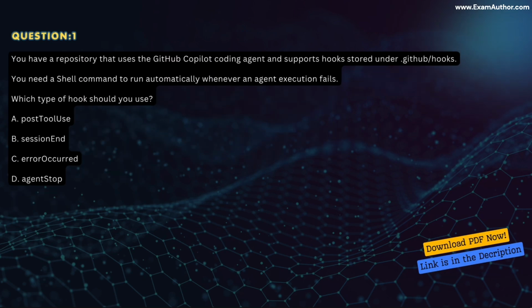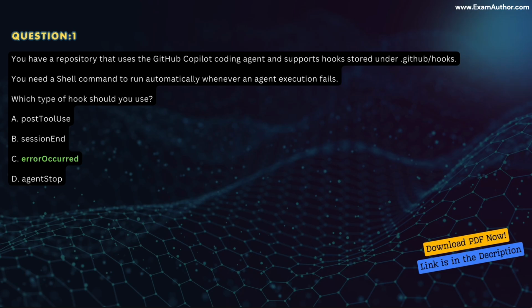Question 1. You have a repository that uses the GitHub Copilot coding agent and supports hooks stored under .github/hooks. You need a shell command to run automatically whenever an agent execution fails. Which type of hook should you use? A. Post tool use B. Session in C. Error occurred D. Agent stop. Correct answer, C.